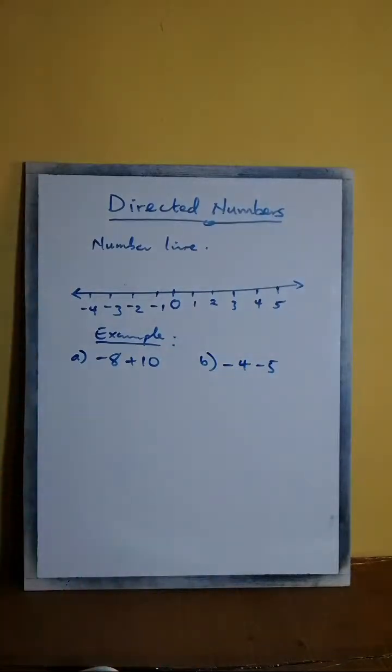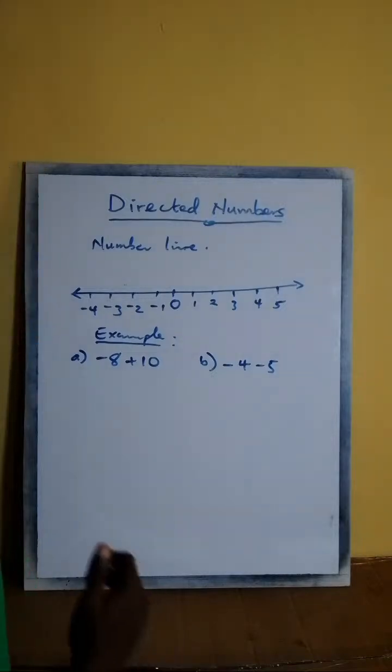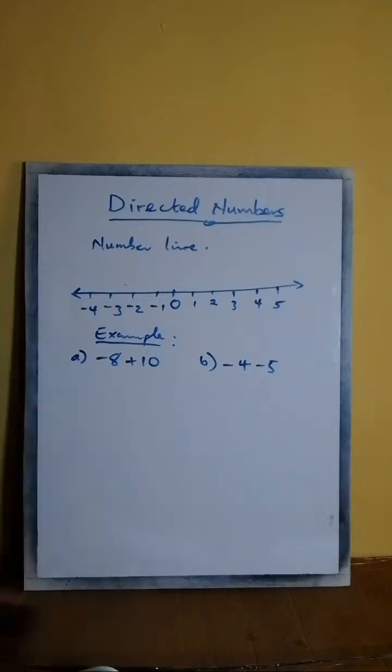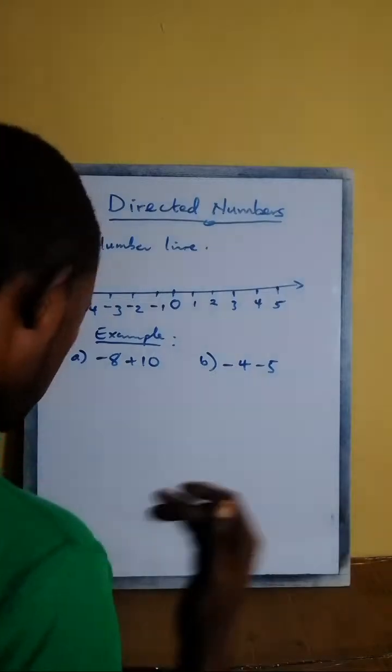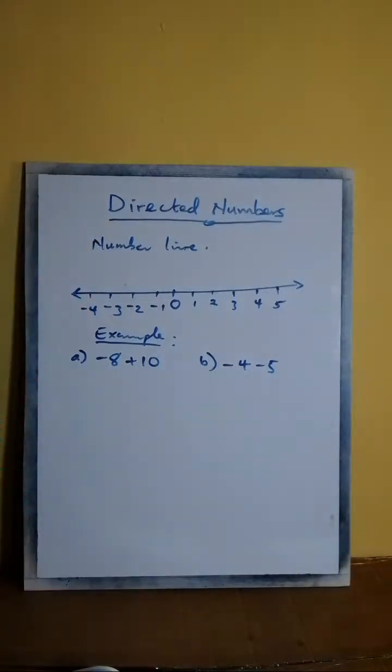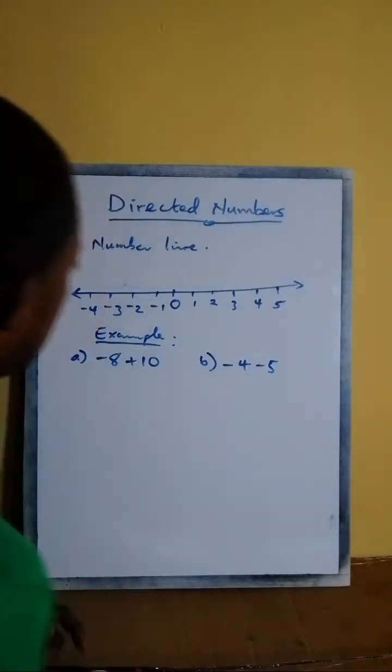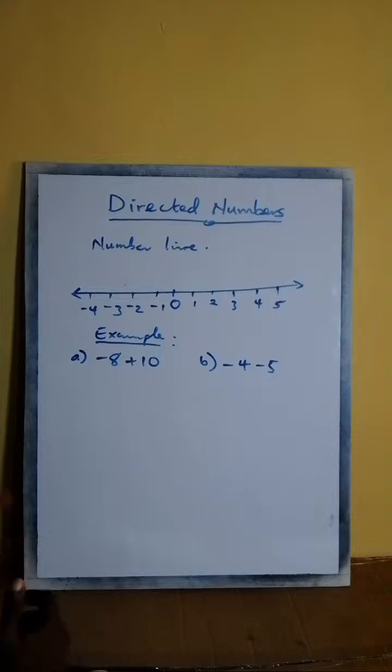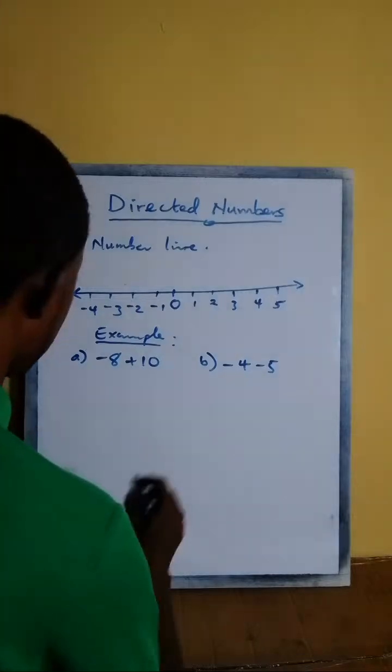Now from here, when we are making use of the number line, if it is addition, we are going to count towards the right. So we'll be shifting towards the right whenever we are adding. And if it is subtraction that we are doing, we are going to be counting towards the left. Now let's use the number line for the first one here.